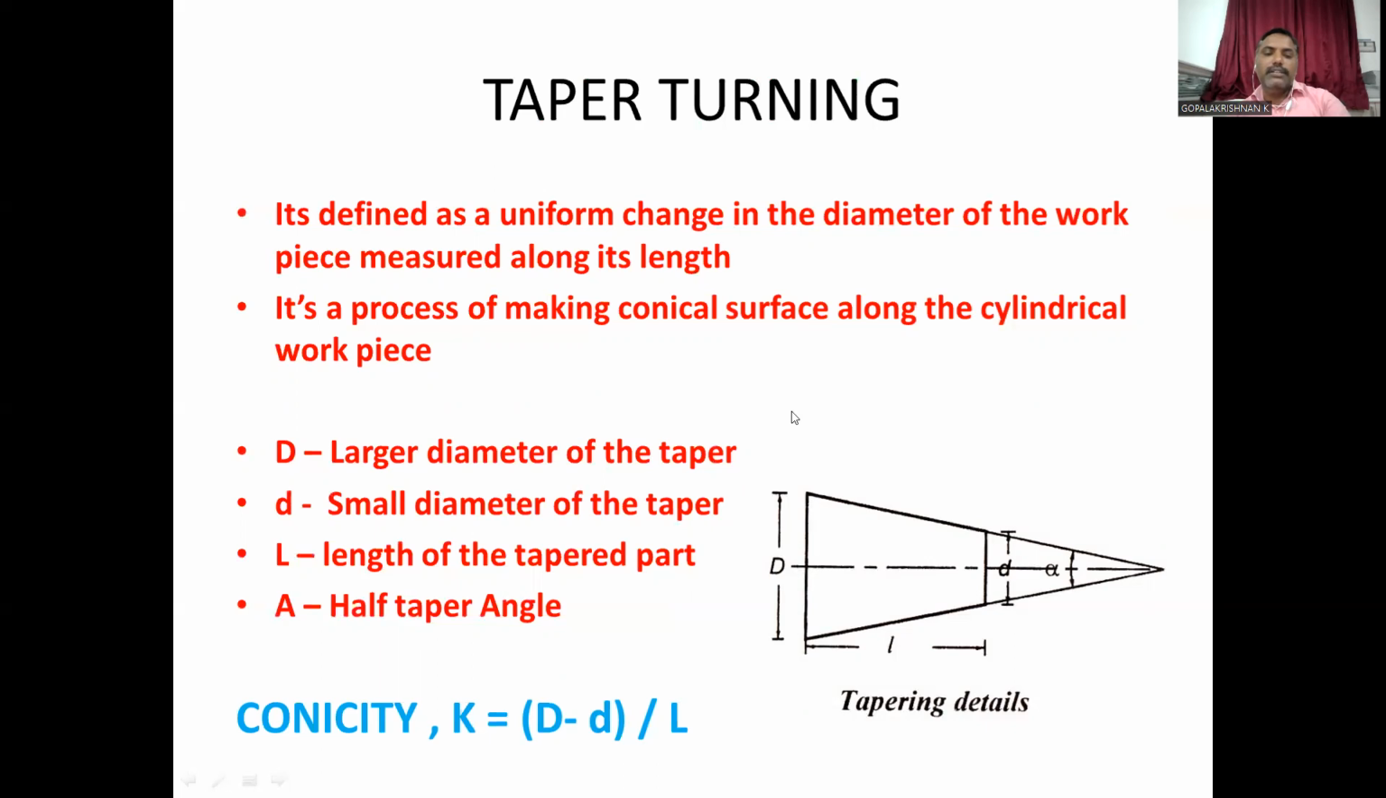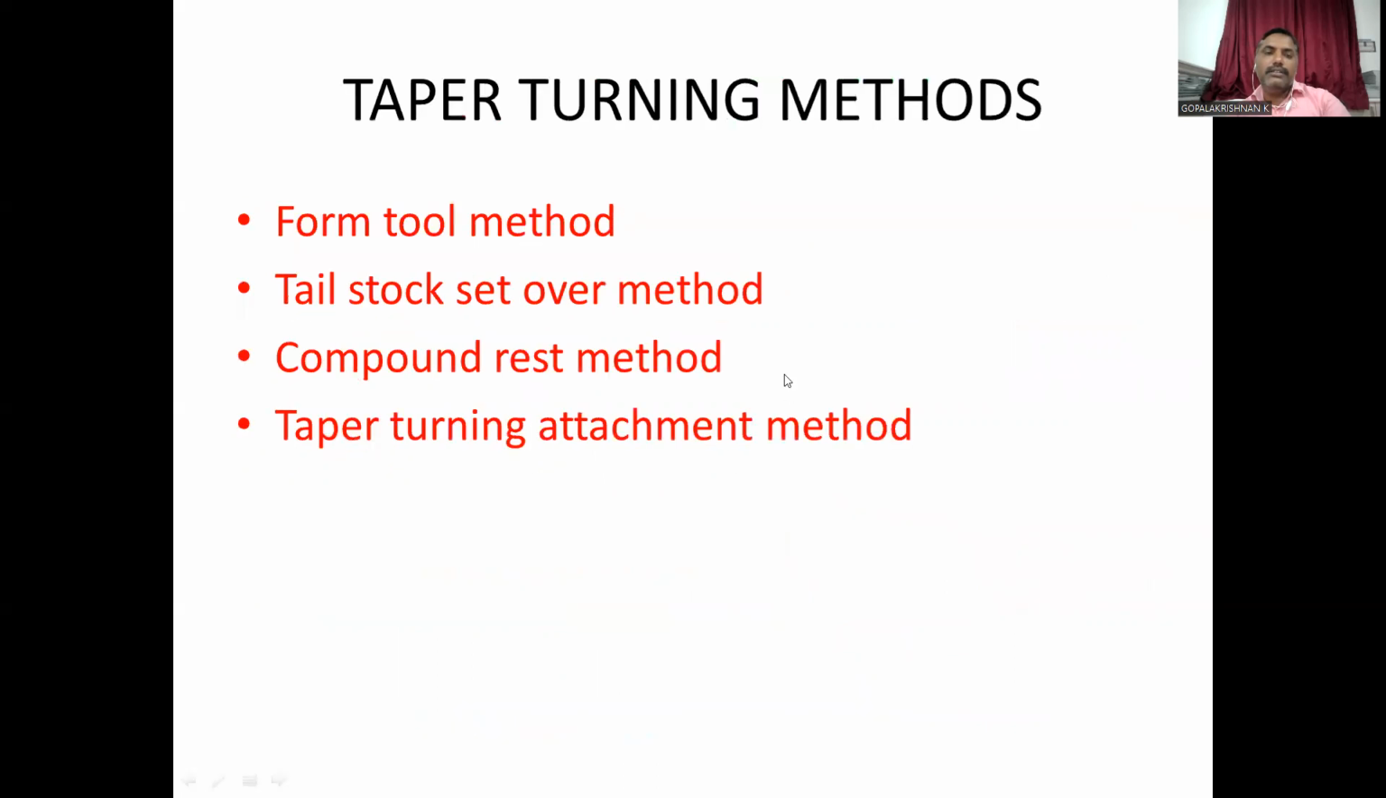Then conicity is calculated. K is equal to capital D minus small d divided by L. Here, different types of taper turning methods are available. First one, form tool method, second one, tailstock set over method, third one, compound rest method, and fourth one, taper turning attachment method.